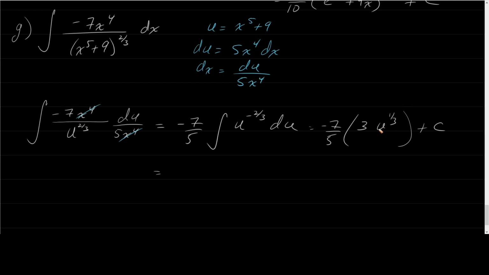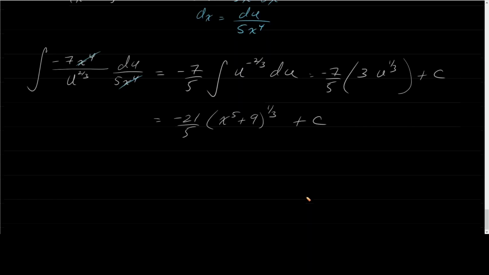But the problem was not about u. So we need to replace that u and also distribute the 7 and 3. So I have negative 21/5 times, again, the problem wasn't about u, it was about the x. So we have x to the 5th plus 9 to the 1/3, plus c. So that's G. H.